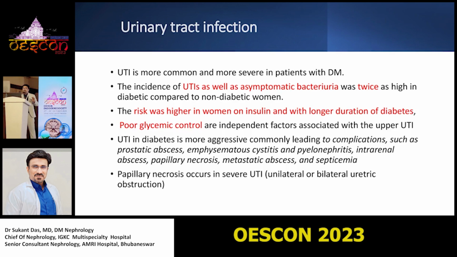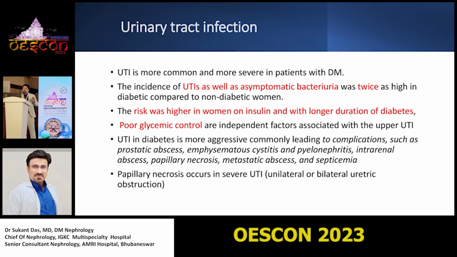You know that in diabetics the incidence of asymptomatic bacteriuria is very high, twice as common in diabetic women as compared to non-diabetic women, and the risk is higher in women who are on insulin and who have a longer duration of diabetes. And of course, poor glycemic control only complicates things further. Diabetes not only causes urinary tract infection, it also causes complicated urinary tract infection, with complications such as prostatic abscess, emphysematous pyelonephritis, and cystitis, intrarenal abscess, papillary necrosis, metastatic abscess, and ultimately septicemia.